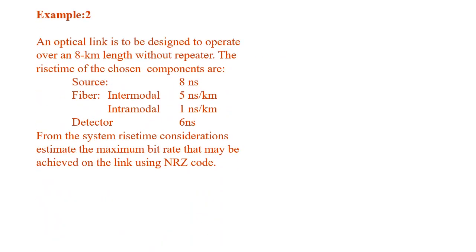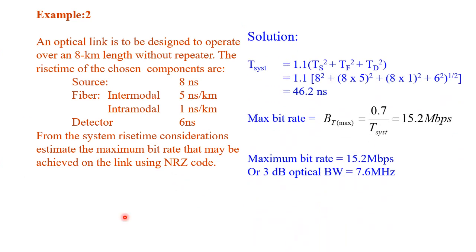We can just move on to example 2. This is the second question. An optical link is to be designed to operate over an 8 km length without repeater. The rise times of the chosen components are: source 8 nanosecond, fiber intermodal 5 nanosecond per kilometer, intramodal 1 nanosecond per kilometer, detector 6 nanosecond. From the system rise time considerations, estimate the maximum bit rate that may be achieved on the link using non-return to zero code. This is the question given.